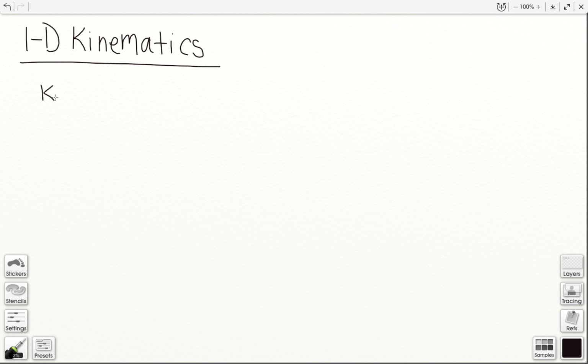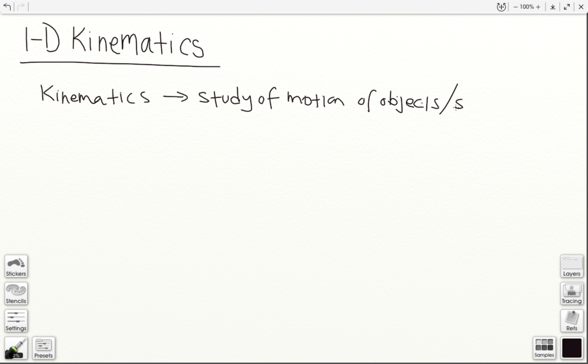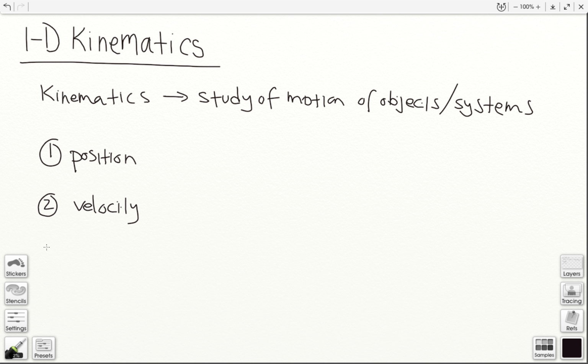So again, kinematics is the study of motion of objects, bodies, or systems. And so there are three main things we use to describe motion. One, position. Two is velocity. And three is acceleration.